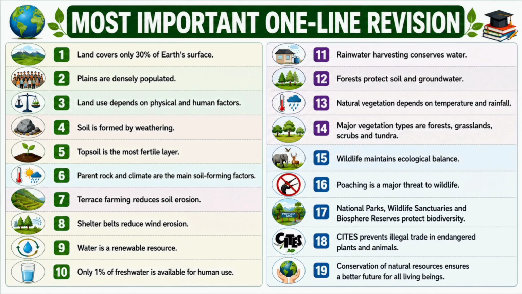Water is a renewable resource. Only 1% of fresh water is available for human use. Rainwater harvesting conserves water. Forests protect soil and groundwater. Natural vegetation depends on temperature and rainfall. Major vegetation types are forest, grasslands, shrubs and tundra. Wildlife maintains ecological balance. Poaching is a major threat to wildlife. National parks, wildlife sanctuaries and biosphere reserves protect biodiversity. Prevent illegal trade in endangered plants and animals. Conservation of natural resources ensures a better future for all living beings.